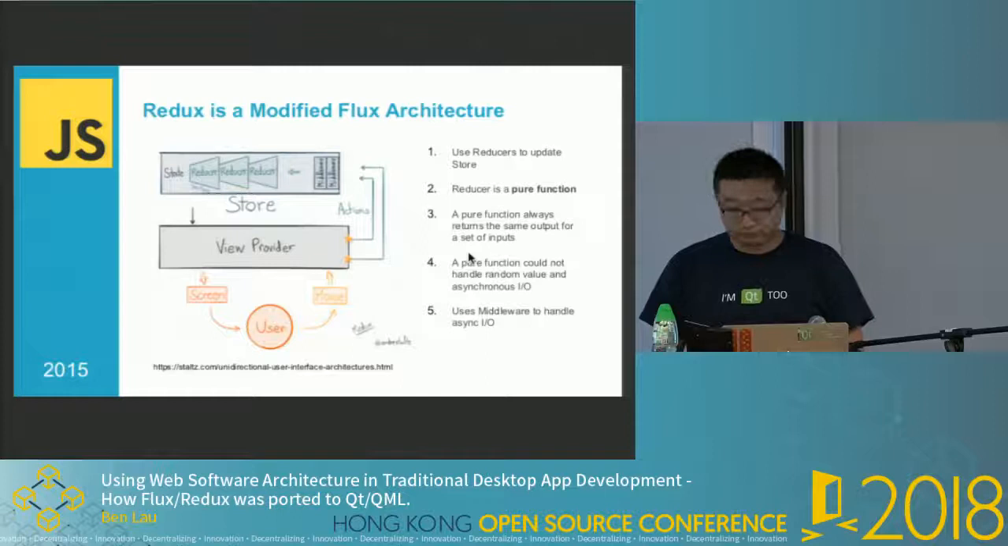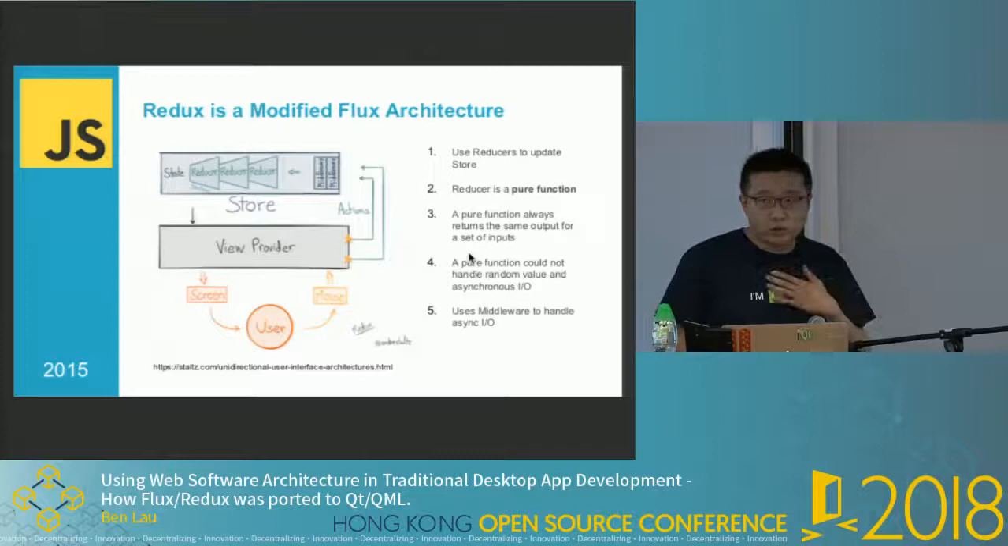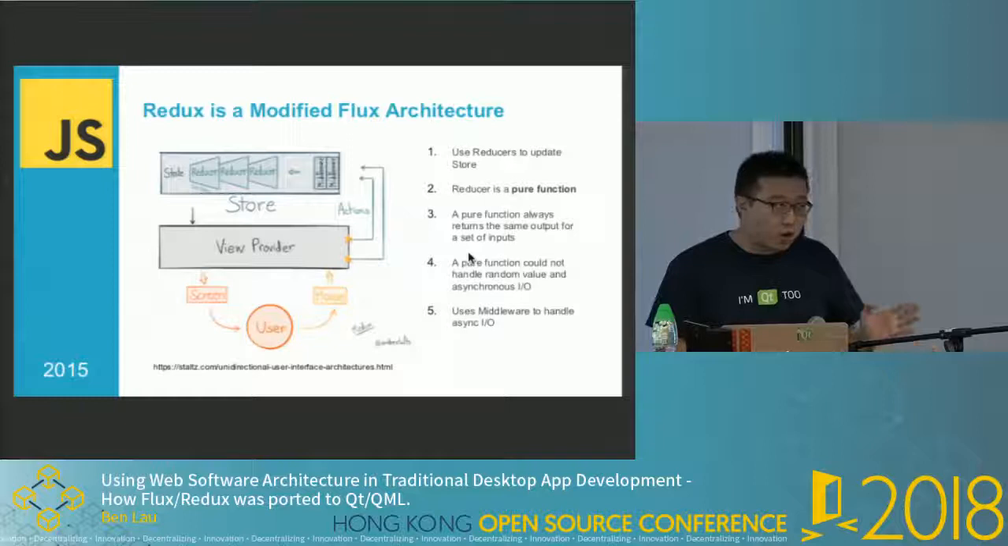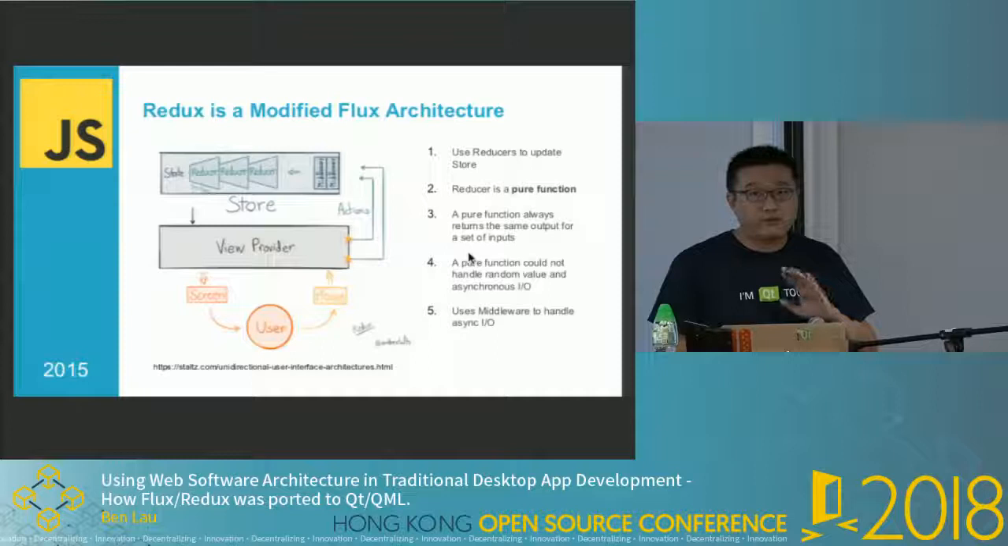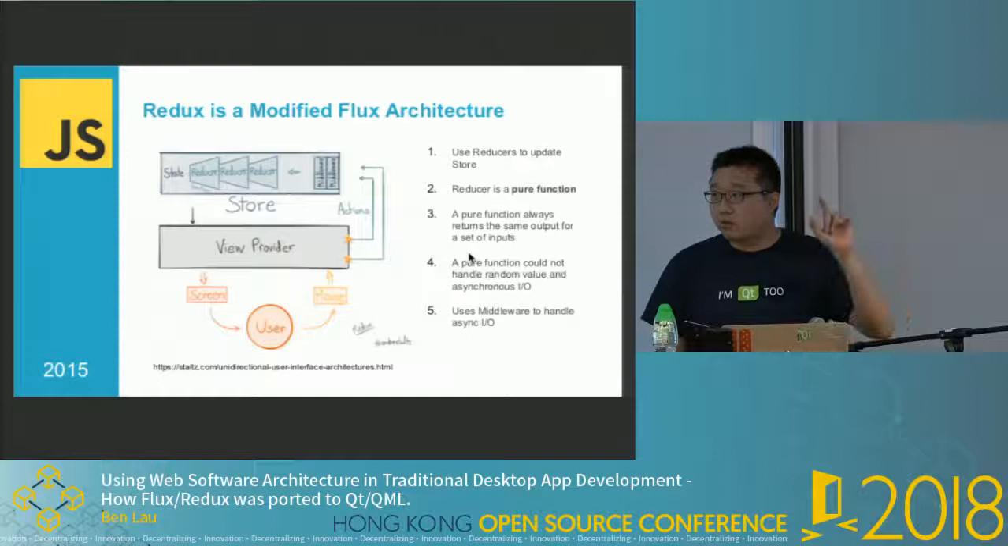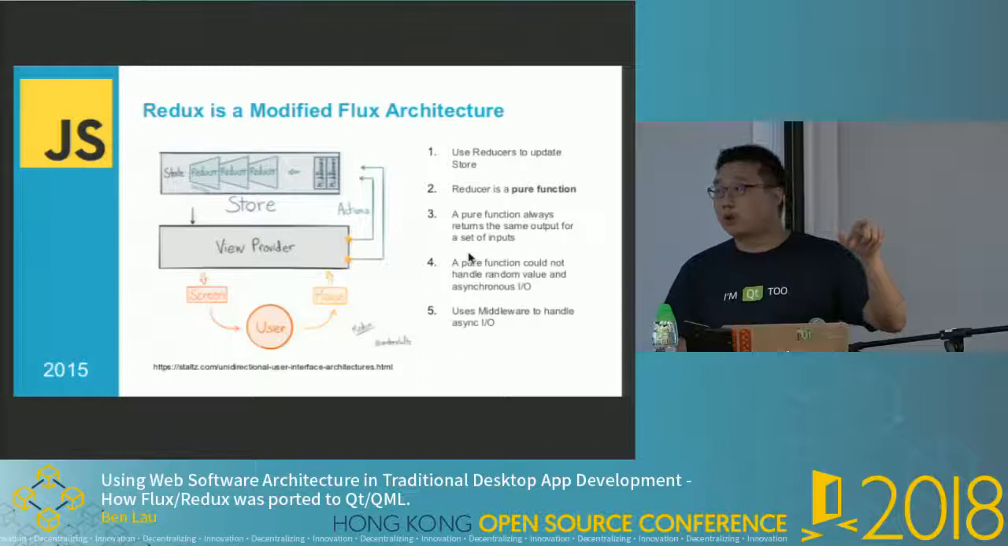It is an important concept because in object-oriented programming, we usually don't emphasize anything called a pure function. A pure function always returns the same output for the same set of input. That means it doesn't have anything that causes random behavior. Therefore, it cannot do anything like generating a random value or asynchronous I/O. For example, reading a file cannot be a pure function, because reading a file may not always return the same content, and sometimes it may produce an error. The behavior is not deterministic.